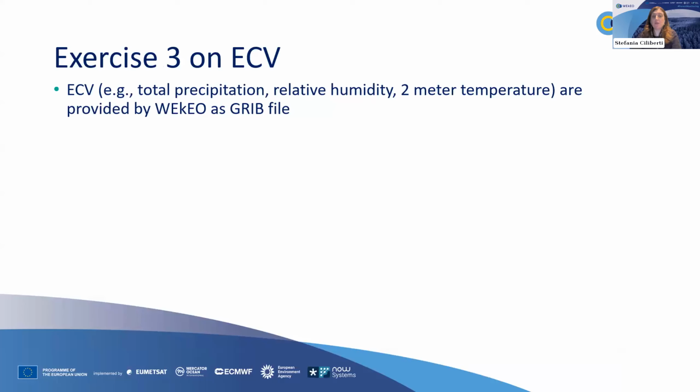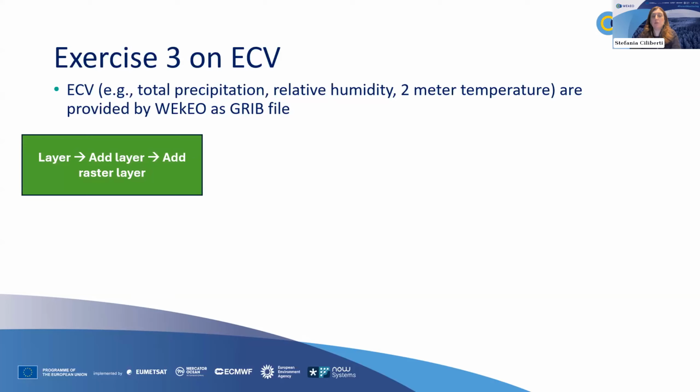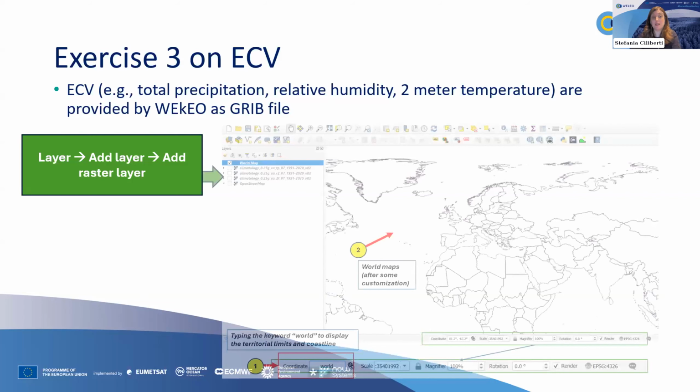The third exercise instead focuses on the essential climate variables, which are also relevant when you want to monitor the characteristics of your specific region. They are provided by WEkEO in GRIB file, but also, as Alexander said, you can specify how you want to download this kind of file, and in an experimental phase, there is also the possibility to download in netCDF. I use the GRIB file to show that importing of this file through QGIS is extremely straightforward, because you can add it as a raster layer.